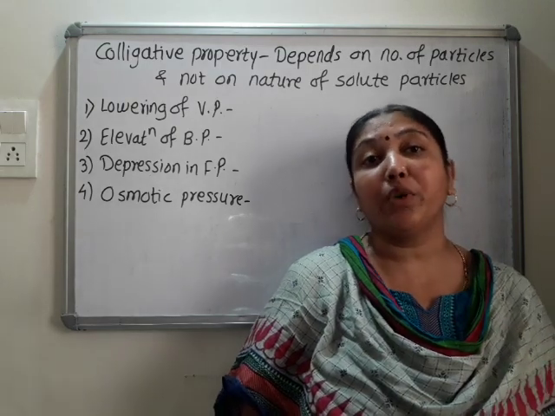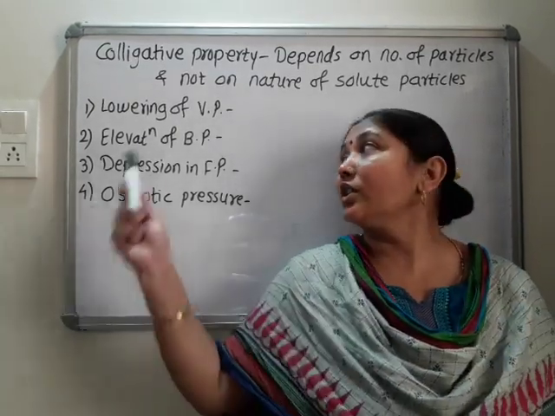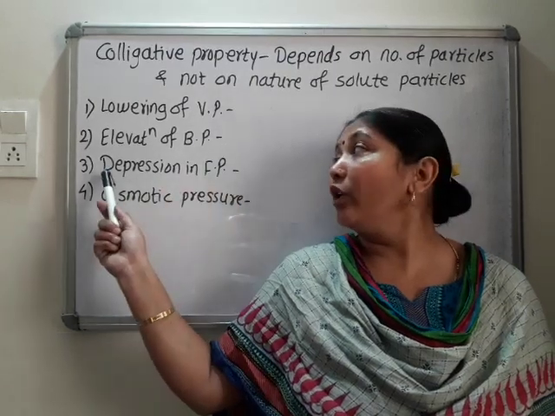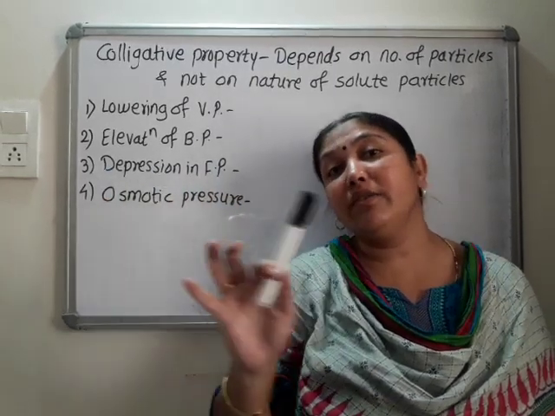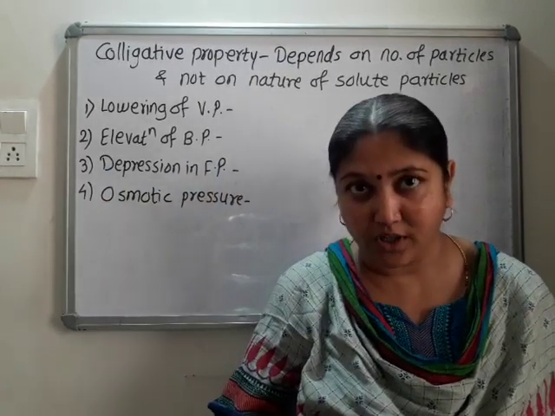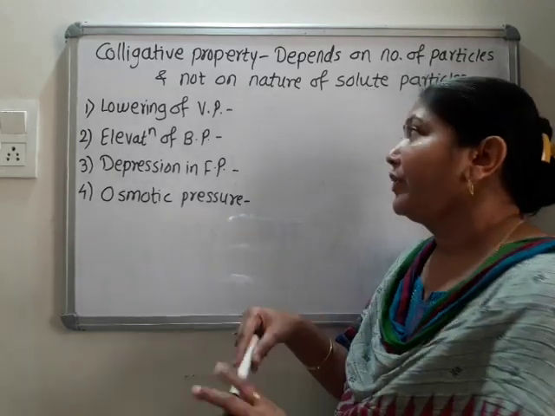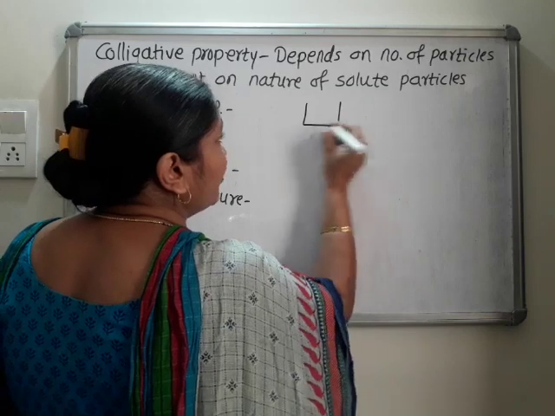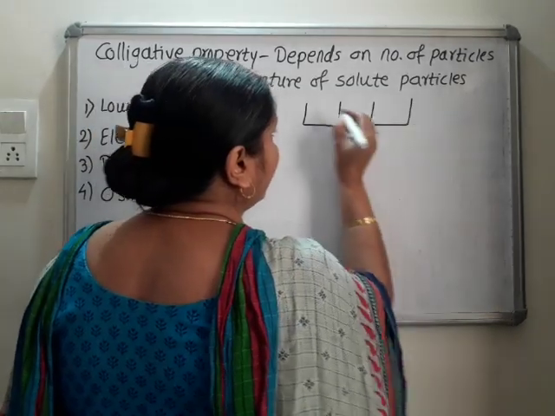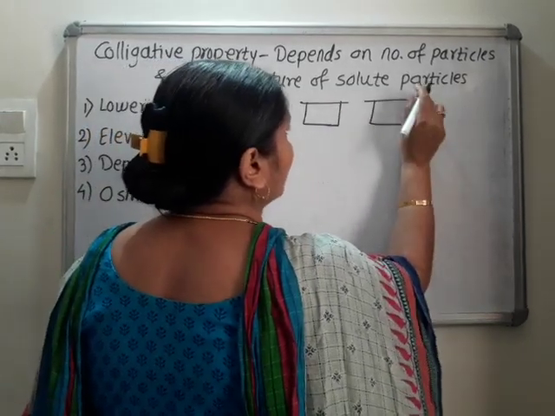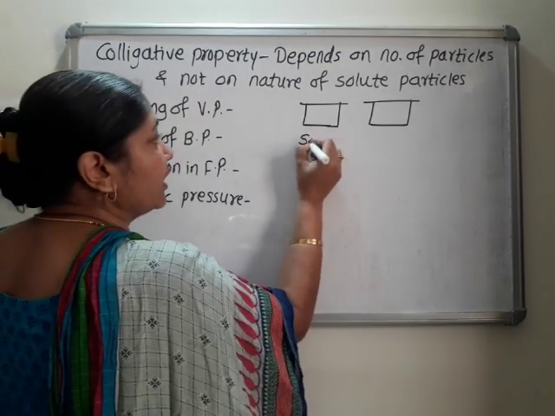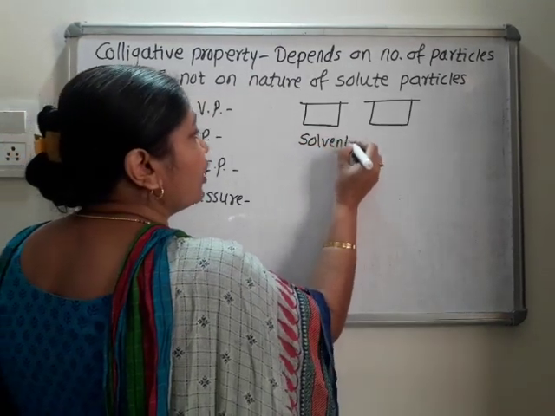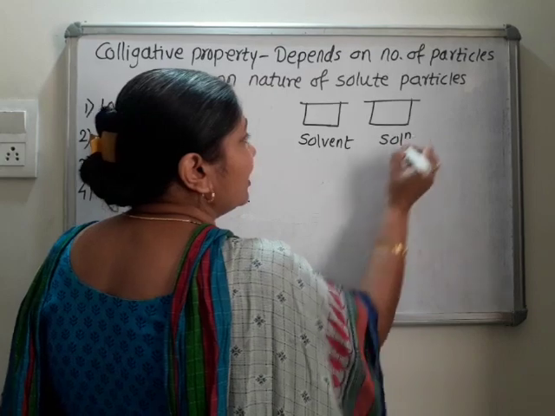What are the colligative properties? Decrease in vapor pressure, increase in boiling point and decrease in freezing point. These are the colligative properties. What does it mean? For example, here we have pure solvent and here we have a solution.